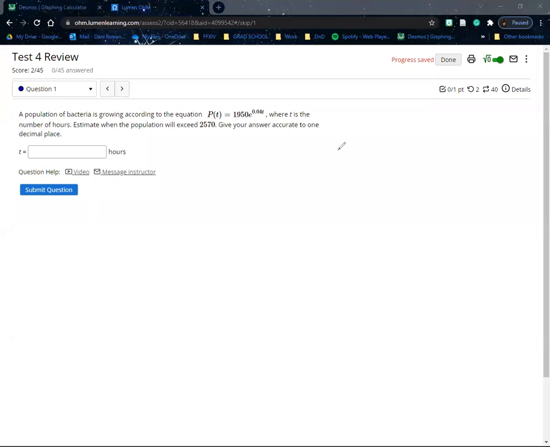What's important to note here on this equation, P of t equals 1950 e to the 0.04 t, is what each of these parts mean, because in some cases you might be asked to set up this equation beforehand rather than just be given it. So it's important to know what each one means. What does the 1950 mean? Does anyone know what that 1950 represents?